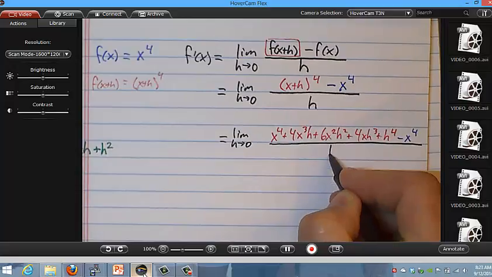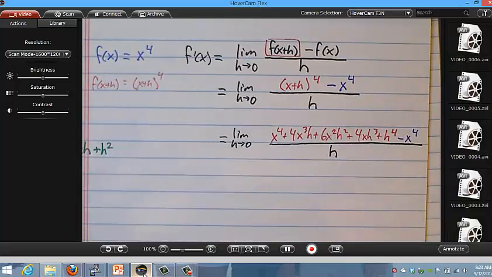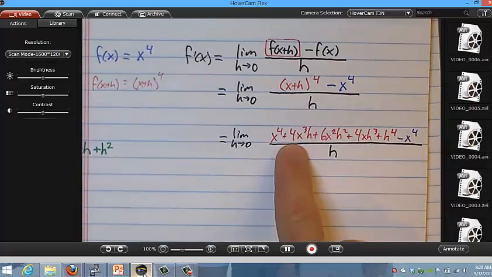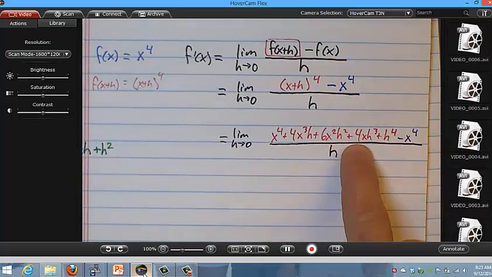All over h. So that's what it equals. The powers of x go down. The powers of h go up. That's not surprising. I think what is the trick is understanding where these coefficients come from. The 4 and the 6 and the 4. But it's not too difficult.